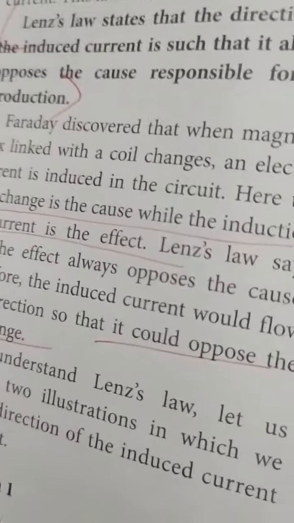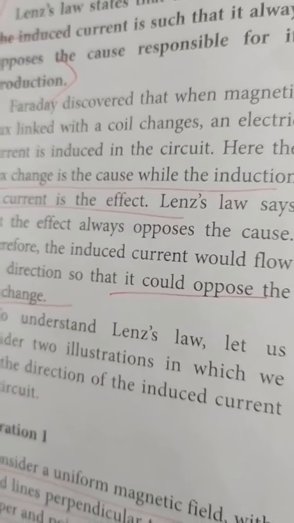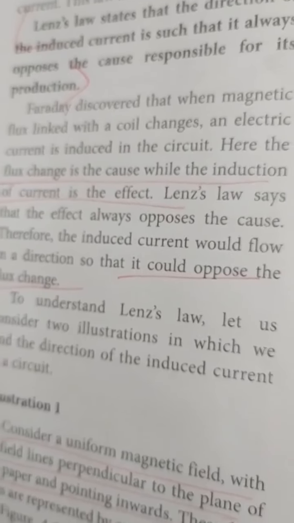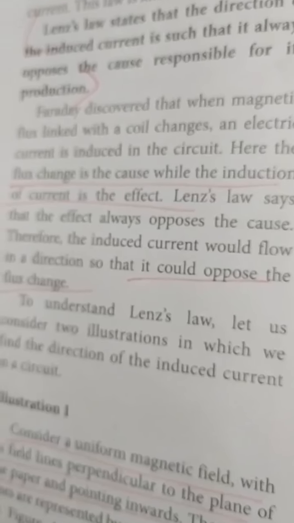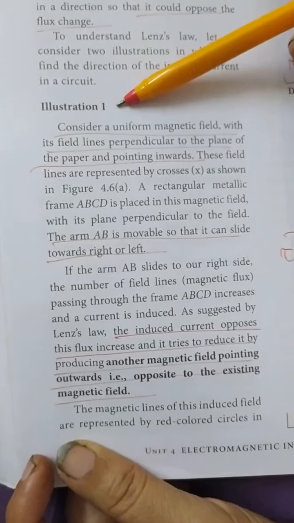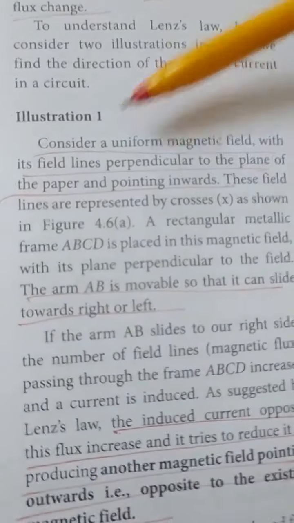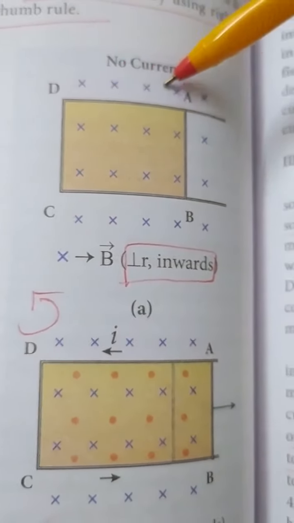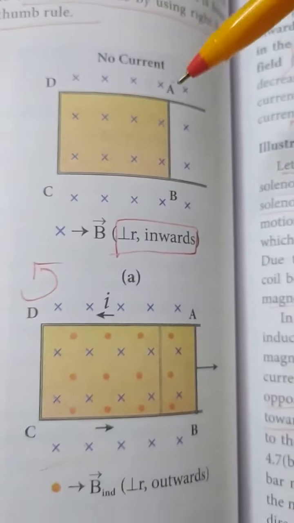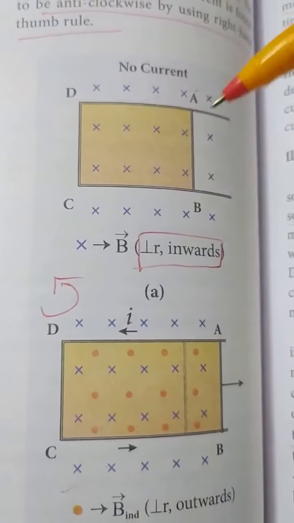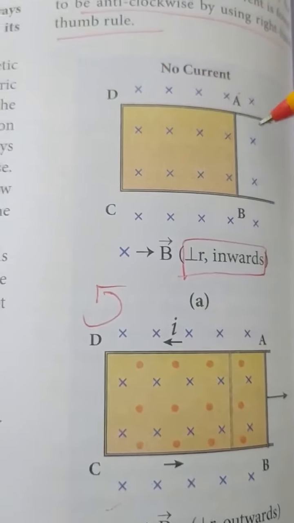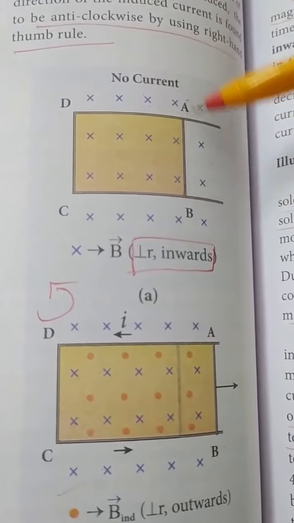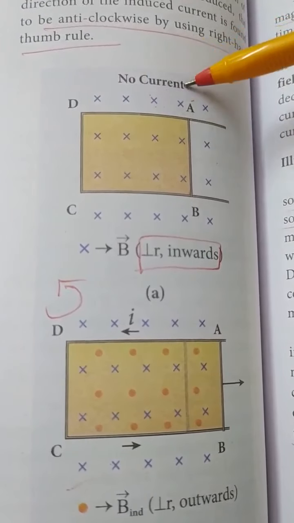So here the flux change is the cause while the induction of current is the effect. So always the effect will oppose the cause, that is the flux change. We shall see the first illustration. In this, here we are having a magnetic field. These crosses show that the magnetic field is acting inwards, and here this is the rectangular frame, and this side is movable. This side can be moved left or right, and this is the case when no current flows.